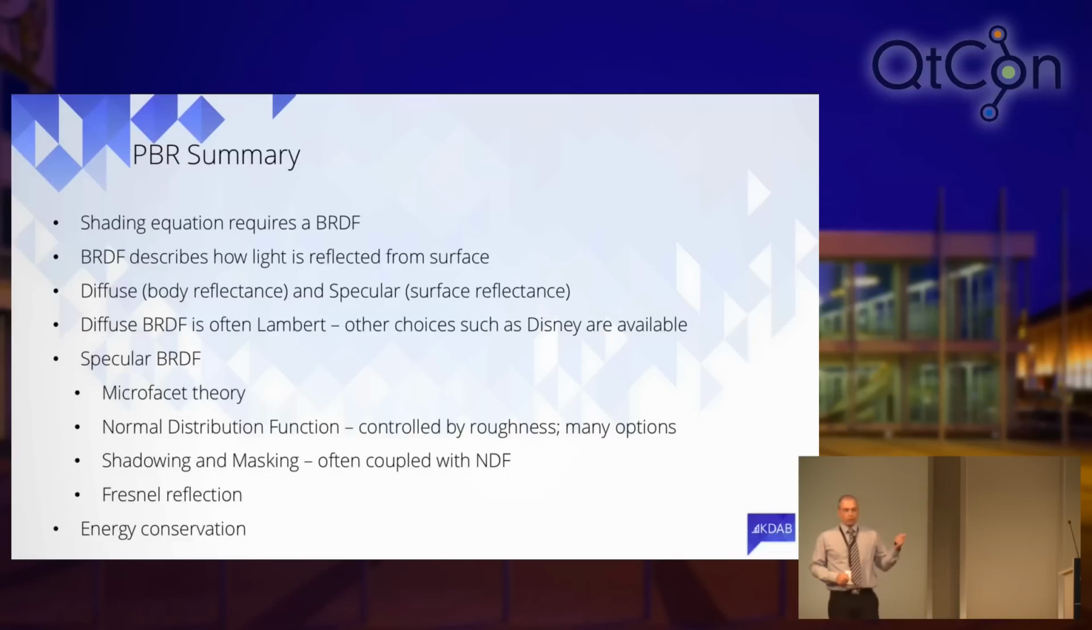We have to consider diffuse reflection, which is body reflection. So light penetrates the surface, bounces around, some gets absorbed, some pops out again. Specular or surface reflectance is light hits the surface and bounces off according to the Fresnel. And then we have our microfacet theory where we consider the normal distribution function, which little facets we're considering point in the right direction to be included in the reflection. And then of those, which ones are actually visible both to the light source and to the viewer. And then we consider the Fresnel reflection and energy conservation. That's quite a lot of stuff.